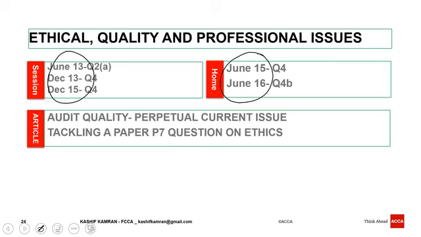Now, in terms of preparing yourself for the topic ethical, quality, and professional issues, you need to read 2 articles. These articles are available in the ACCA P7 resources on the ACCA website. There is an article, Audit Quality, Perpetual Current Issue, which is a very important article which will help you understand what audit quality is, and that will help you define the parameter of what audit quality is in the context of P7. Then there is an article, Tackling a P7 question on ethics.